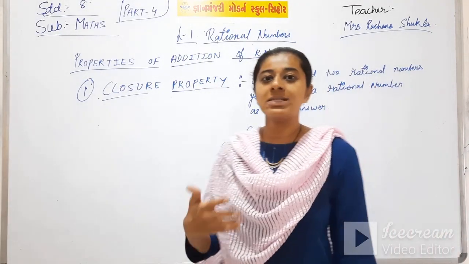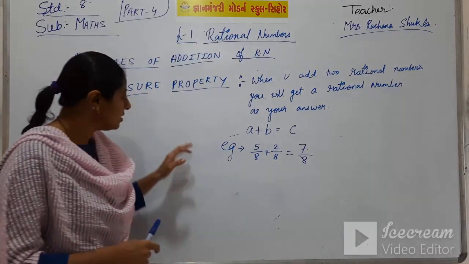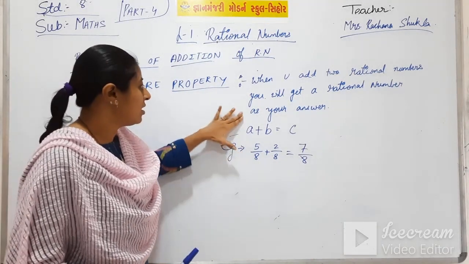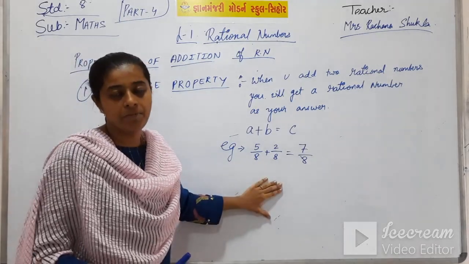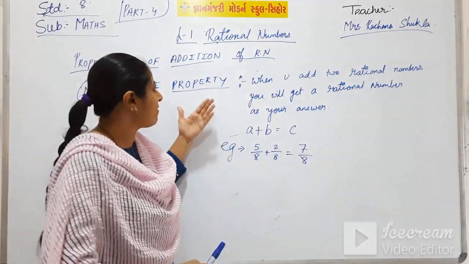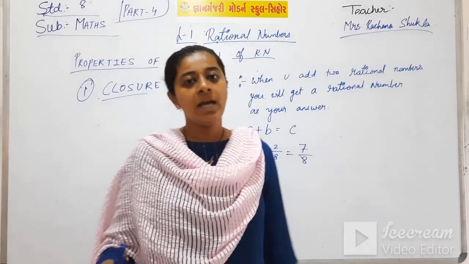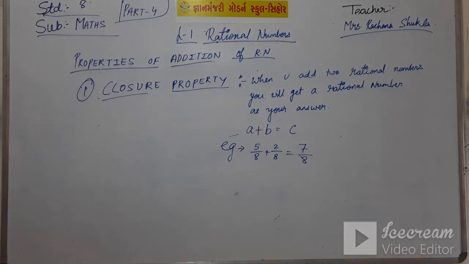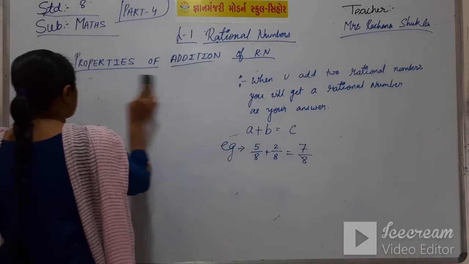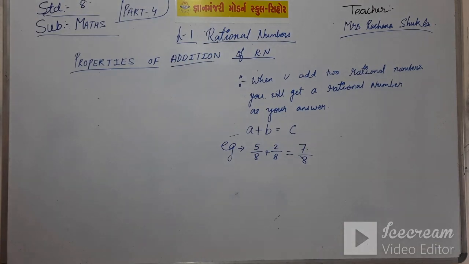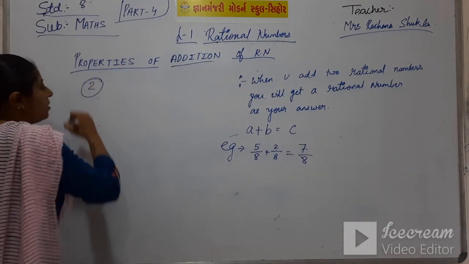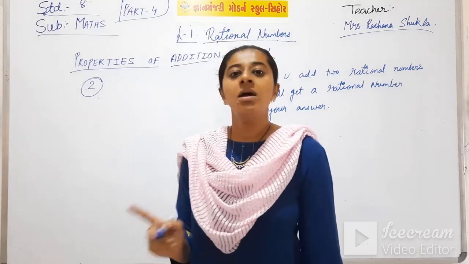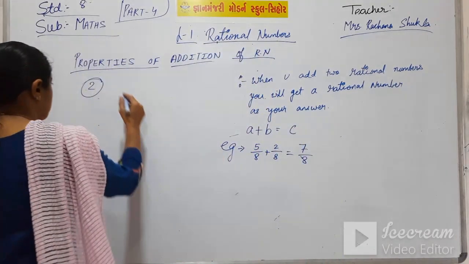Now I will go on to the second property of addition. You can note down this definition, the concept and the example in your notebook, please students. Meanwhile, I will tell you the second property of addition. Note down this in your notebook. Now, the second property of addition is commutative property of addition.